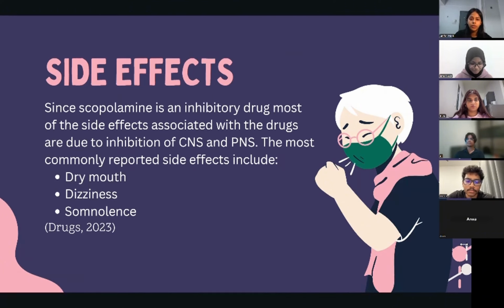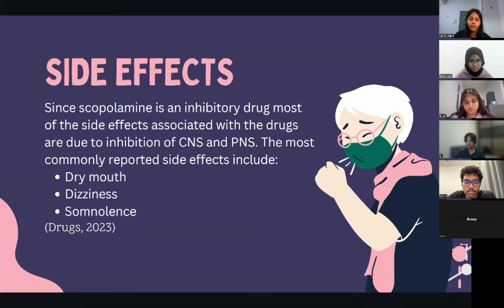Now that we know what scopolamine is and its mechanisms, we're going to be talking about its side effects. Since scopolamine is an inhibitory drug, most of the side effects associated with the drug are due to inhibition of CNS and PNS. The most commonly reported side effects include dry mouth, dizziness, and somnolence.